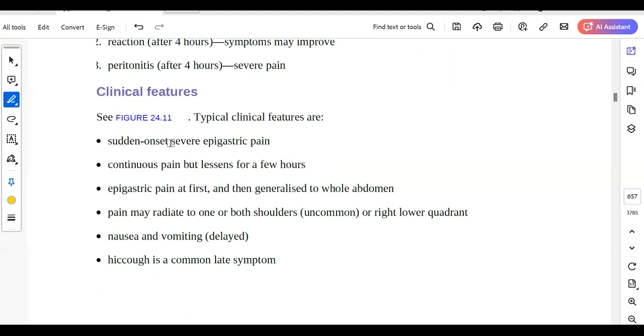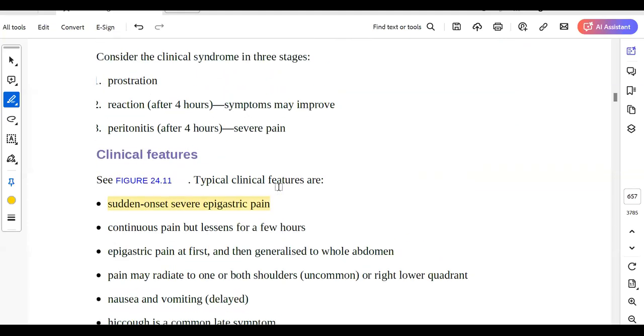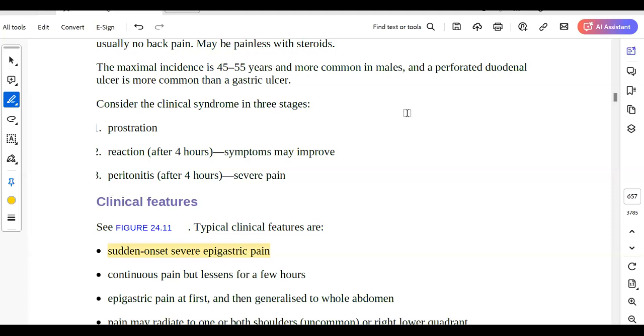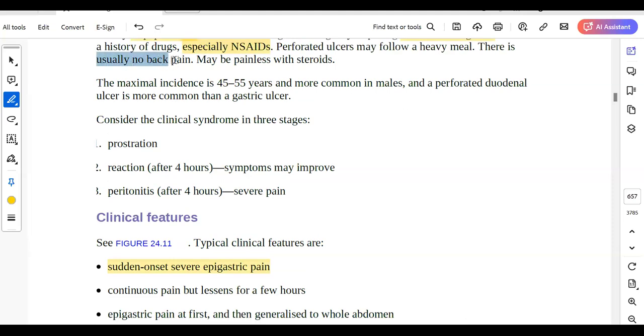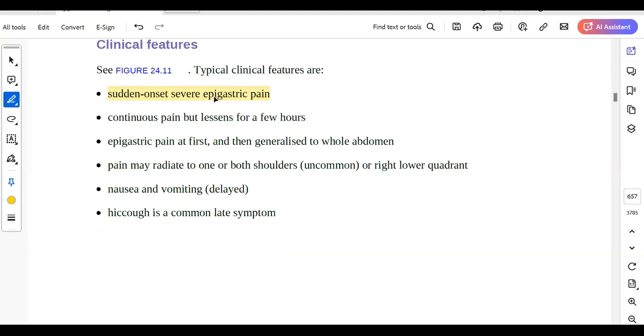So let's see how it usually presents. The patient will come to you with a sudden onset of severe epigastric pain. Note that there is usually no back pain. The pain is not colicky, it's a continuous pain. It starts in the epigastric area first and then it becomes generalized to the whole abdomen.